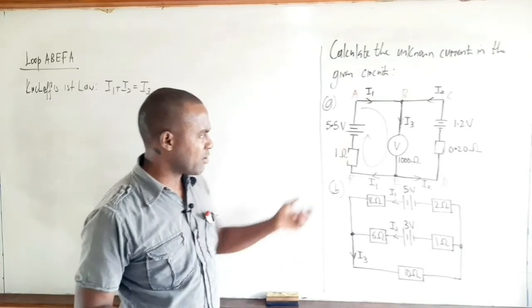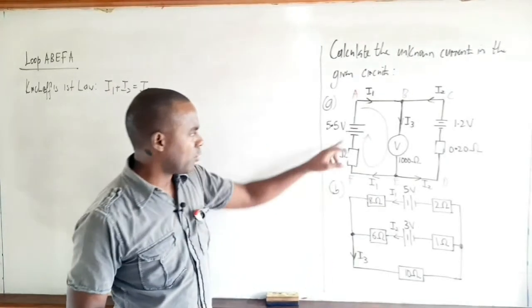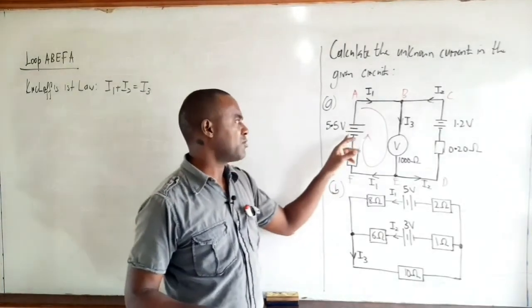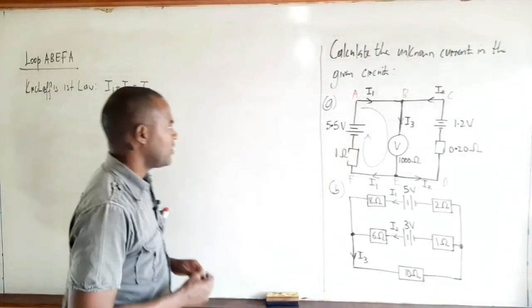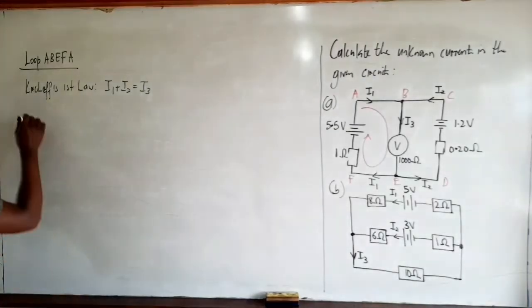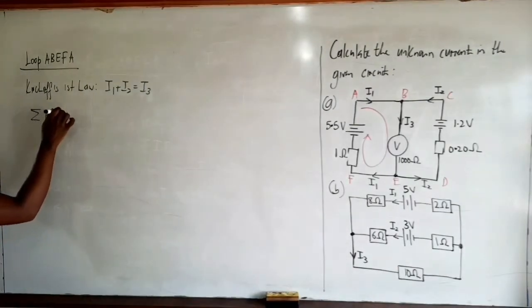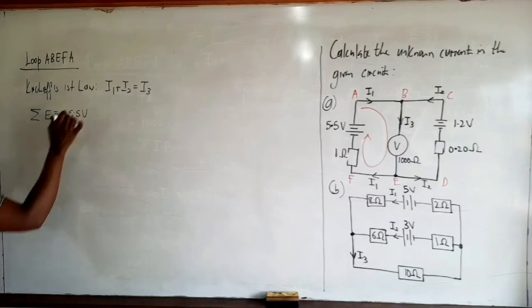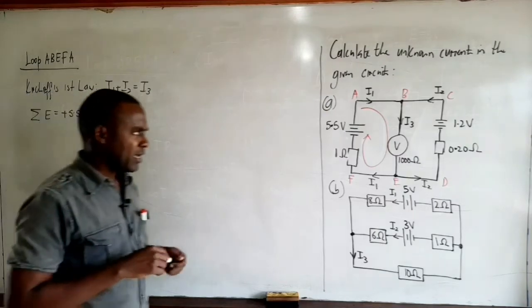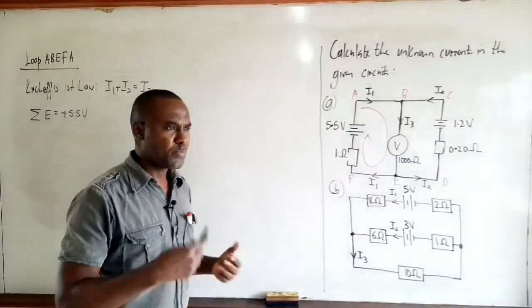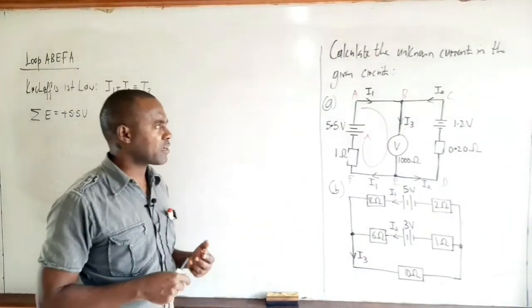So if a charge is flowing around the circuit, it reaches the lower potential before the higher potential, it experiences a potential gain, and this will be treated as a positive EMF. So therefore for the second law, the algebraic sum of E would be equal to plus 5.5 volts. Good? And since that is the only battery in that loop, we'll proceed to applying the second part of Kirchoff's second law.